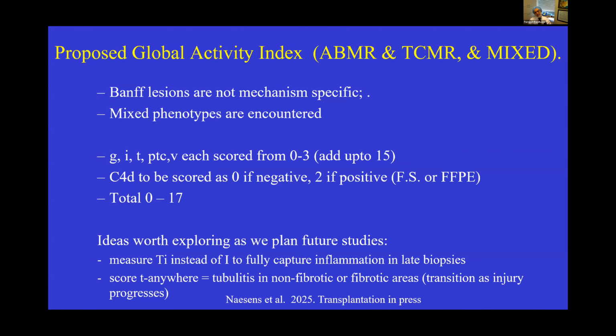I would like to suggest that there are some ideas we should explore before we finalize the scoring system. In fact, I think we should measure the total inflammatory score instead of just the non-fibrotic score to fully capture the inflammation in late biopsies. And similarly, I think we should score tubulitis anywhere, whether it's in non-fibrotic or fibrotic areas is not that important in my opinion, because one transitions to another. And neither of these two scores can capture the total burden of intratubular inflammation.